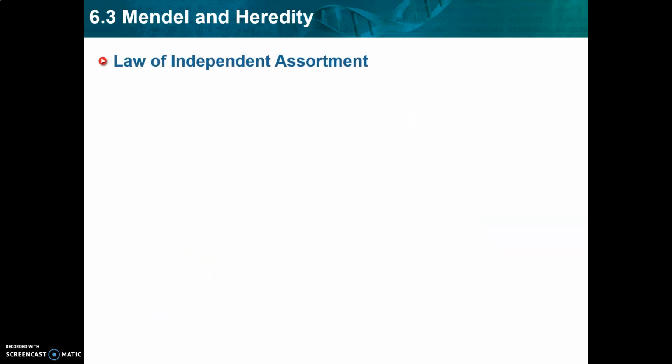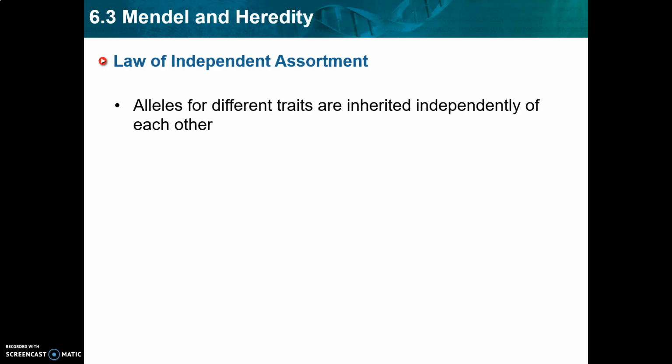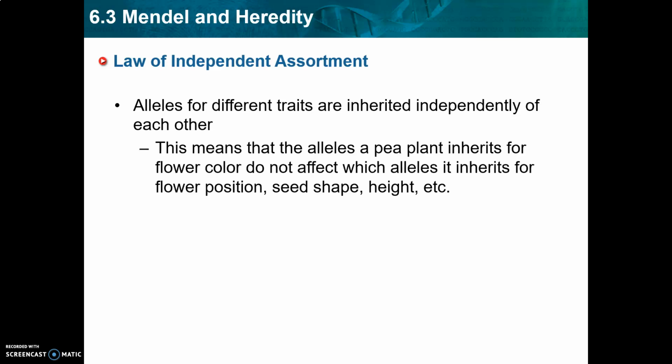Finally, we have the law of independent assortment. And in this law, we're talking about alleles for different characteristics being inherited separately from each other. And that means that a pea plant, whatever allele that it inherits for flower color, is not going to impact the allele that it inherits for flower position or the shape of its seed or its height and so on and so forth. So essentially, you can have either purple or white flowers and have either yellow or green seeds, or you could have tall stems or short stems.